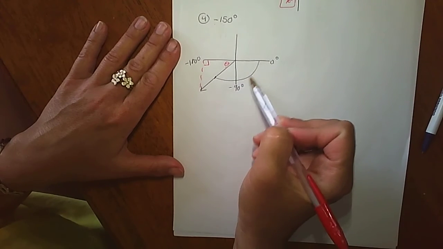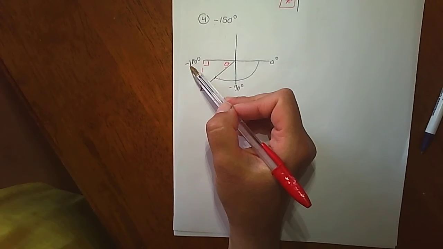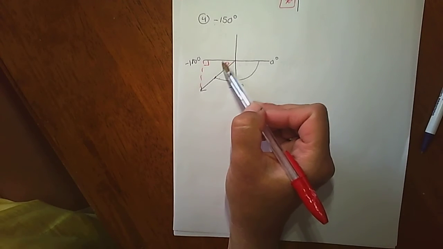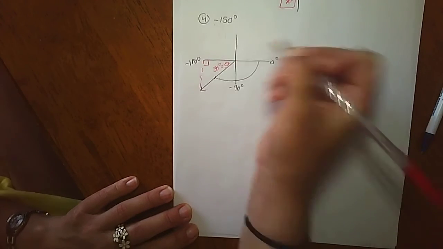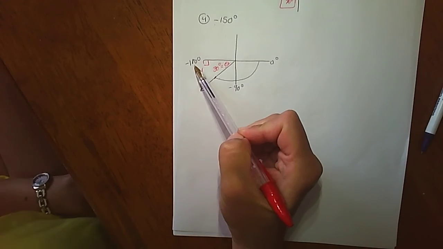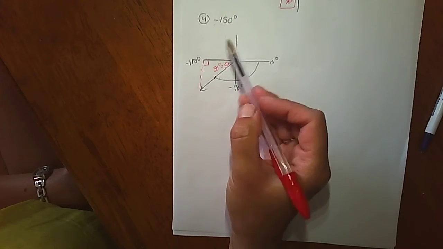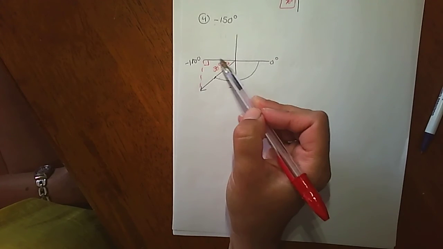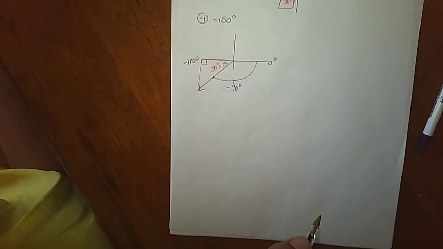Now, negative 150. How far away is negative 150 from negative 180? How much further? What's the physical size of this? And it's going to be 30 degrees, right? Because 150 is 30 away from 180. And reference angles are always positive. I don't care what direction we're going in, I just need to know the size. So reference angles are always positive.